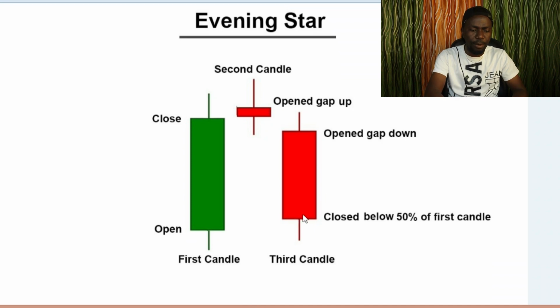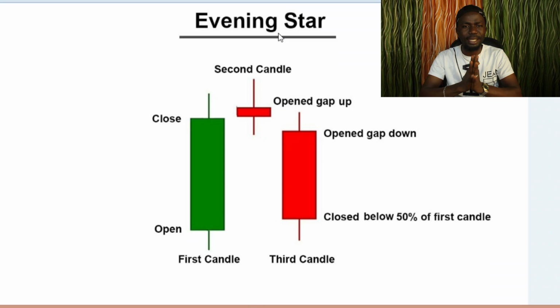So you simply wait for this candlestick to close, and then you place your sell trade. Then your stop loss should be above the resistance level. So this is how you trade the evening star.